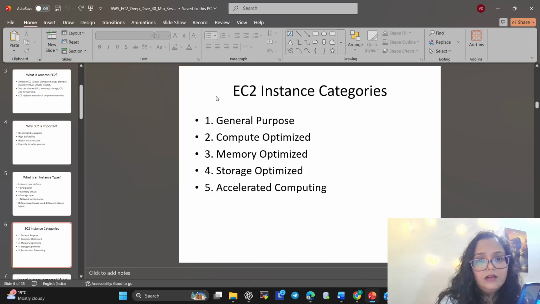Now, EC2 instance categories. There are 5 types. And don't worry, I will explain each and every one in detail with real-time examples so that you will never forget. First is general purpose, second is compute optimized, third is memory optimized, fourth is storage optimized, and fifth is accelerated computing.